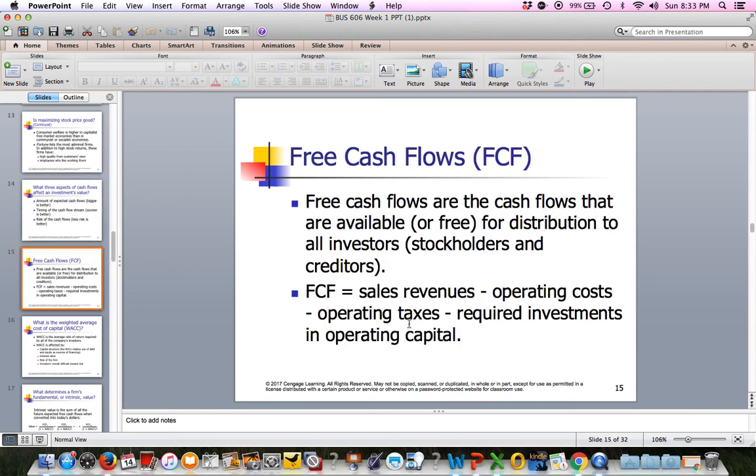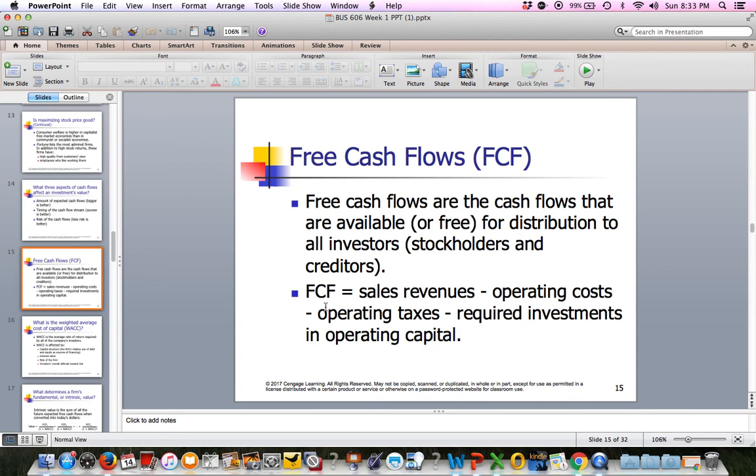We're going to use the term free cash flow a lot throughout the class. Free cash flows are simply cash flows that are available, or free, for distribution to all investors, stockholders, and creditors. So the definition of free cash flow is right here. Free cash flow is sales revenues minus operating costs minus operating taxes minus required investments in operating capital.